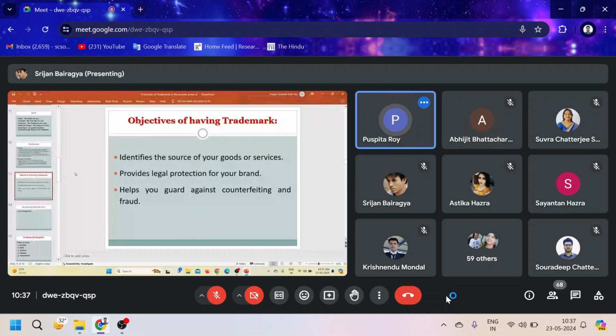The consumers, they can identify the source of the goods or the source of the services. Secondly, provides legal protection for your brand. So the trademark which I have been using, I'm having a brand, Britannia, it is a brand, and by virtue of this trademark, the person is having legal protection of the brand, so that the others cannot misuse. Any other competitor in the market cannot misuse the brand.